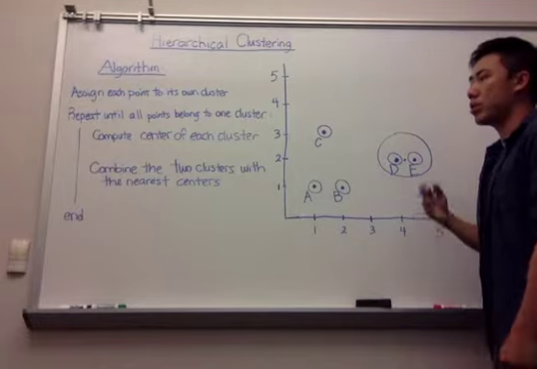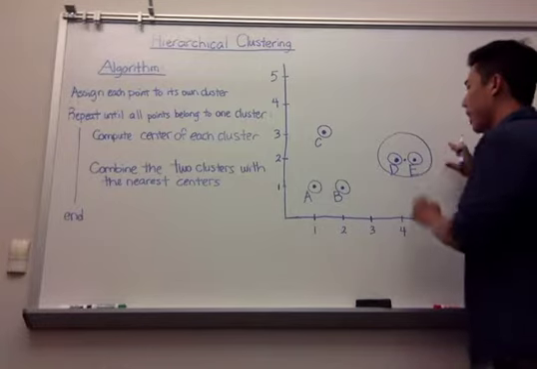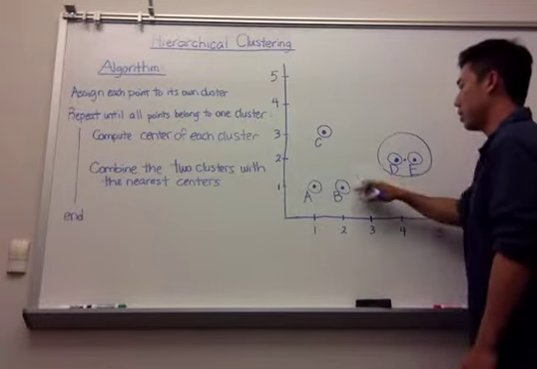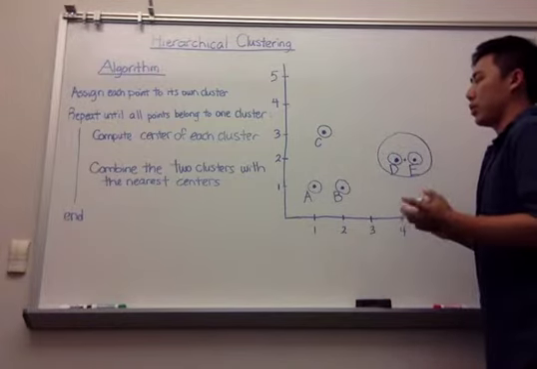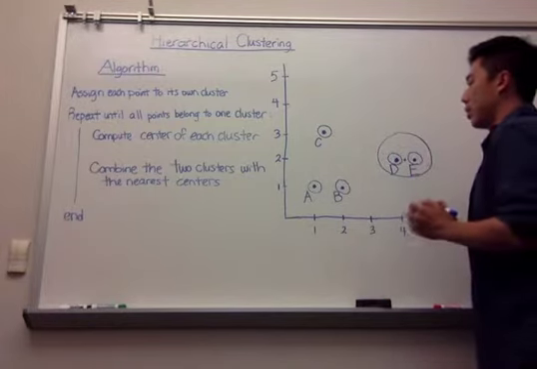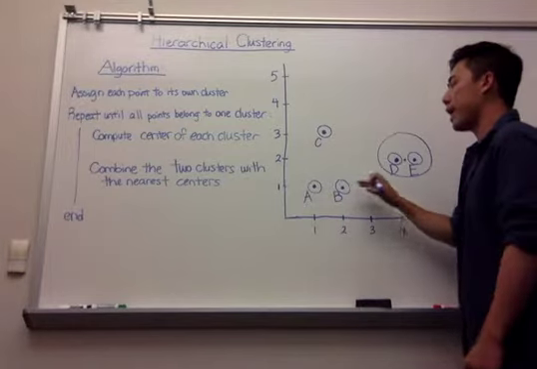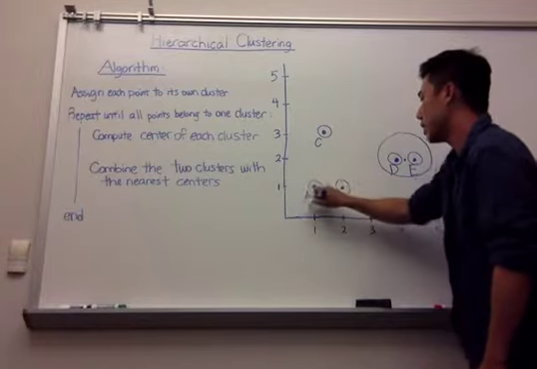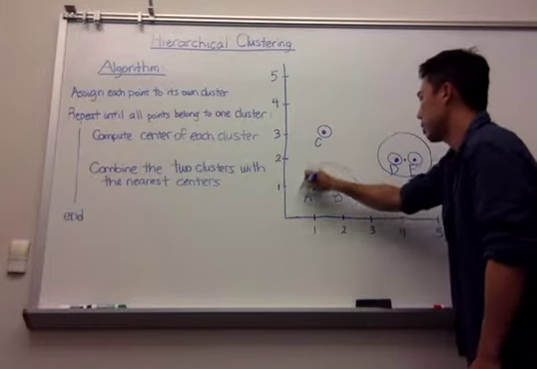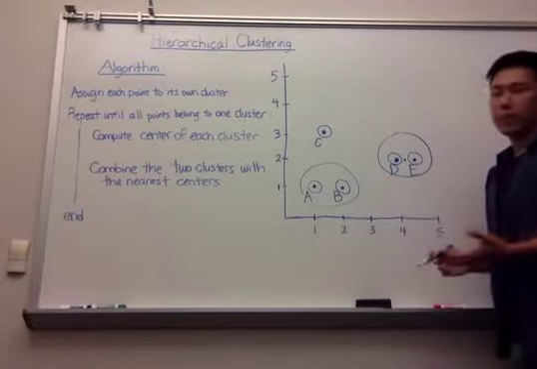We want to combine the two clusters with the nearest centers once again. We have 4 clusters at the moment, so 1, 2, 3, 4. And then we want to look at which 2 clusters are the closest distance. In this case right now, it's between A and B, which is of a length of 1. So we combine them together. And then now we repeat the process.